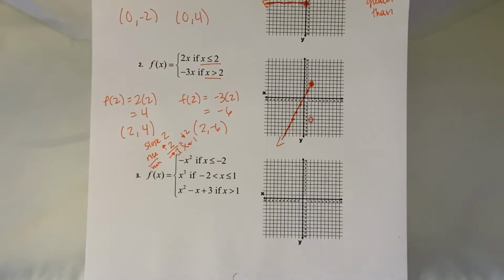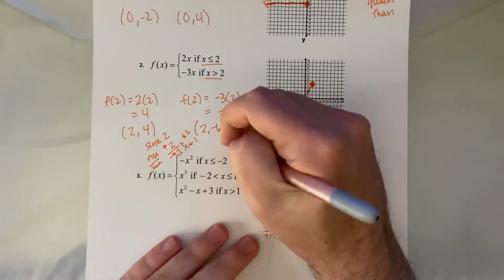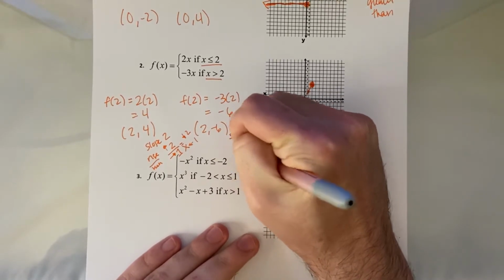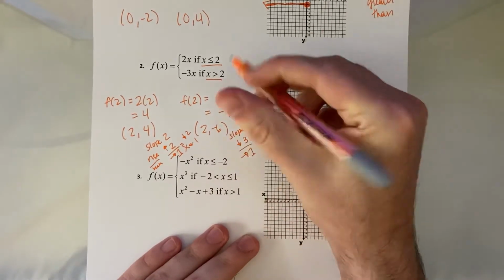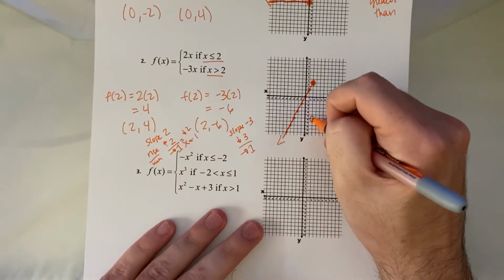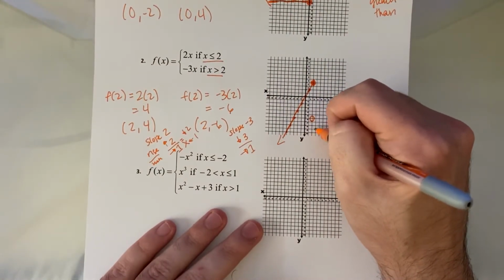So since this graph only goes to the left, we only graph going to the left. Now, what about on the right side, the -3x? This one is a slope of -3. That would be down 3 and to the right 1. Now because x is greater than 2 here, I can go to the right on this one, so that's the direction I want to go. 1, 2, 3 down, 1 over.